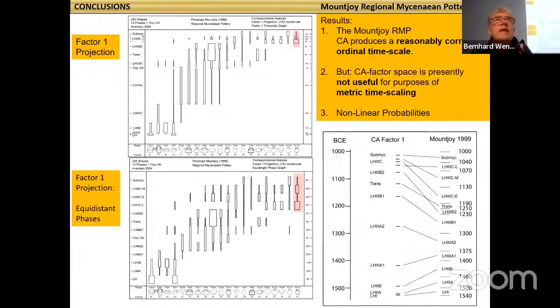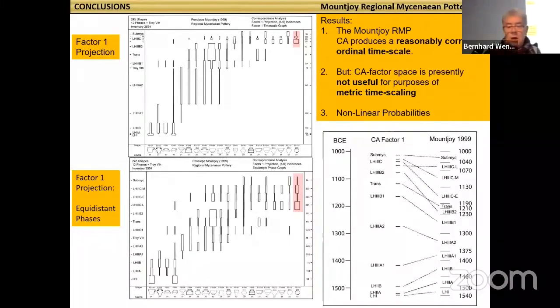What have I written here? CA produces a reasonably correct ordinal timescale, younger, but CA factor space is presently not useful for purposes of metric timescaling. And that is a very crucial point, because that tells me that I'm not going to use my Gaussian wiggle matching programs on radiocarbon dates of this type. I would go over and use Bayesian sequencing.